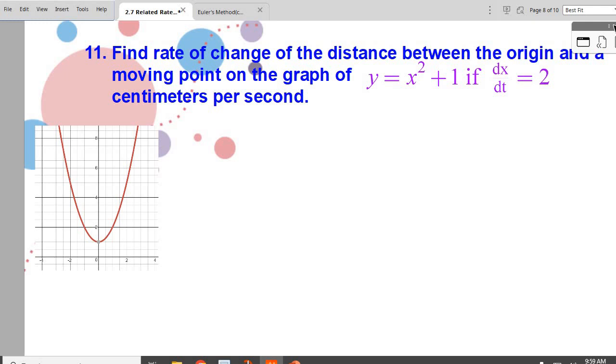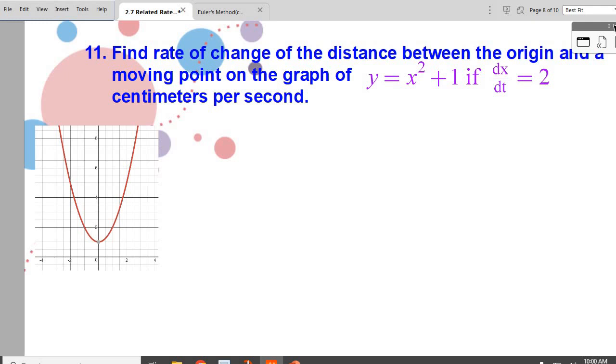Take the derivative of that? We sure? I mean, no. Well, yes. Take the derivative of that, with respect to time. I'm confused. This is a question I would skip.